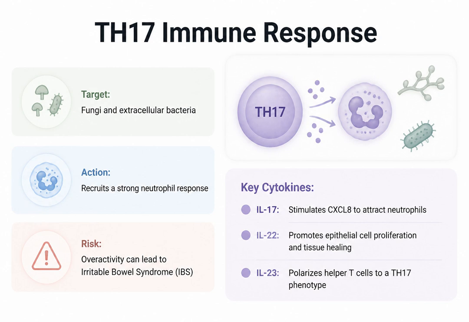For fungi and extracellular bacteria, we rely on the Th17 response. Driven by the cytokine IL-17, this profile is incredibly effective at recruiting a massive swarm of neutrophils to the infection site. It also uses IL-22 to help barrier cells in the gut and lungs heal. However, if this response becomes overly active, it can lead to inflammatory conditions like irritable bowel syndrome.